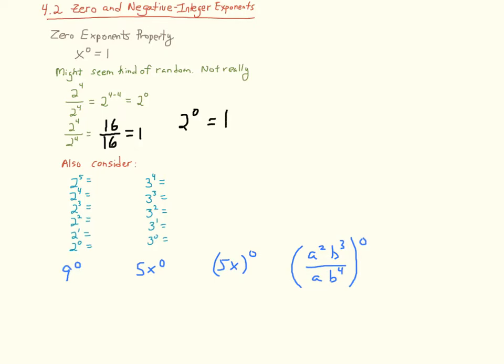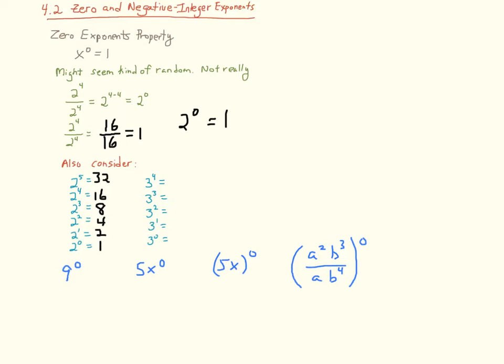You can also think about powers with the same base, and if you look at them in descending order, 2 to the 5th would equal 32. 2 to the 4th is going to be half of 32, which is 16. 2 to the 3rd is half of 16, which is 8. 2 squared is half of 8, which is 4. 2 to the 1st is half of 4, which is 2. So therefore 2 to the 0 has to be half of 2, which is 1.